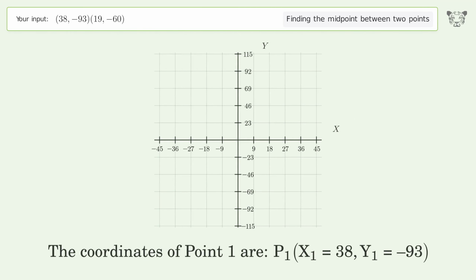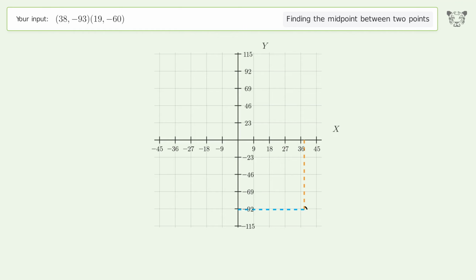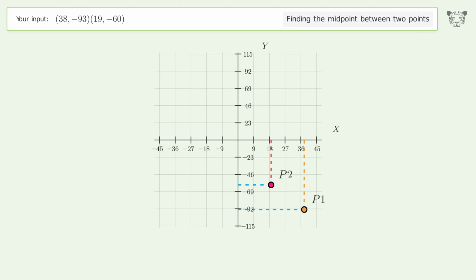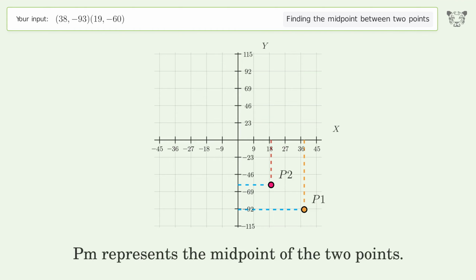The coordinates of point 1 are, x1 equals 38, y1 equals negative 93. The coordinates of point 2 are, x2 equals 19, y2 equals negative 60. PM represents the midpoint of the 2 points.